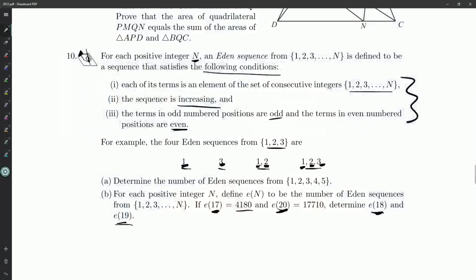And with that in mind, I'm going to go back to A now and try to work out the answer to A. Just, can I work out all the Eden sequences for 1, 2, 3, 4, 5? But I'm going to try and keep my eye on how I'm making these sequences. Am I noticing some sort of recursion? Can I figure out some patterns? Okay, that's how I'm approaching this one.